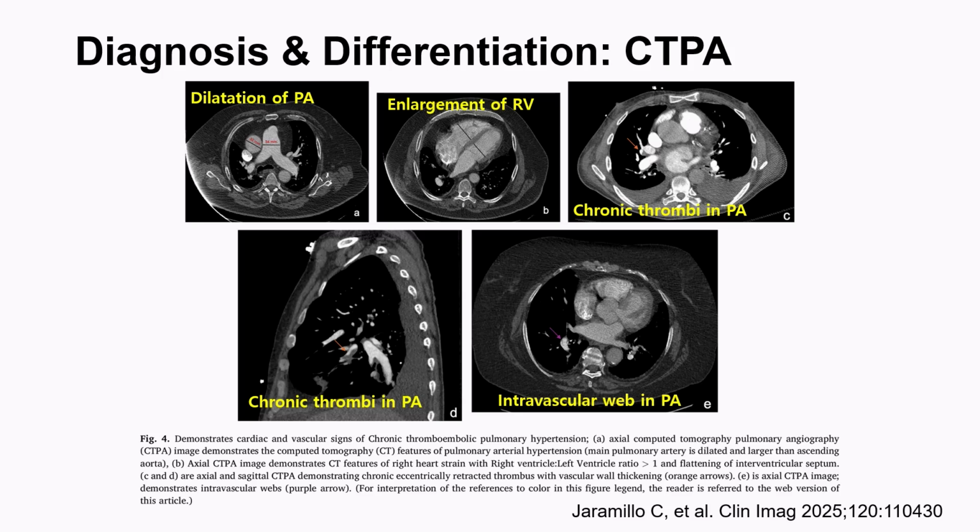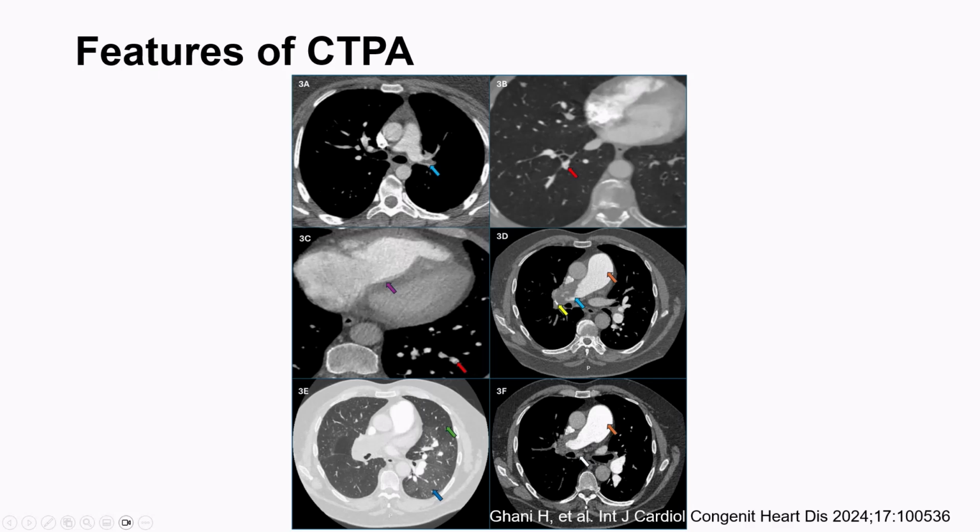These are examples of CT pulmonary angiography (CTPA), including enlarged pulmonary artery and enlarged RV, thrombus in the pulmonary artery walls, and intravascular webs. These are features of CTPA.